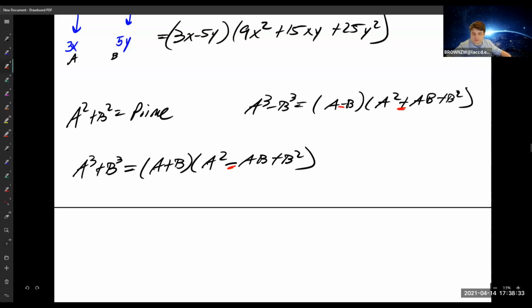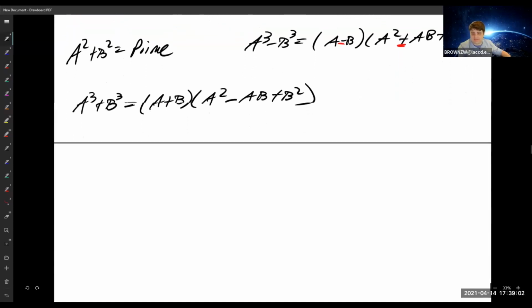So the way I like to remember it is whatever your starting sign is here, that's your sign there. A squared is always positive because squaring a number always makes it positive. B squared is always positive, so it's going to be this middle term that's going to flip the signs because we always want somewhere to be an opposite sign, and that's where it is. So, like I said, the work for these is exactly the same. All we're doing is just flipping the signs.